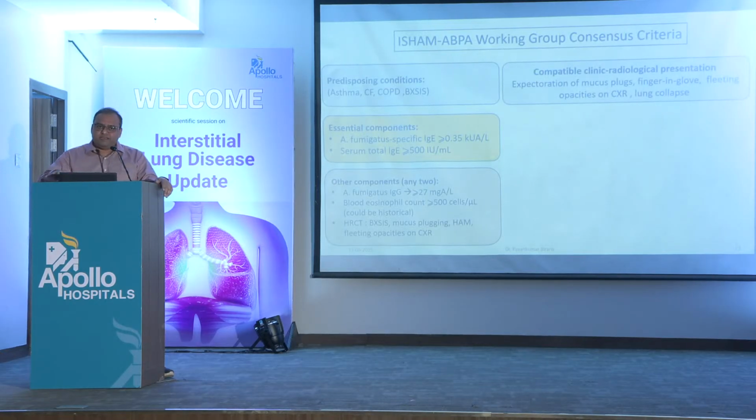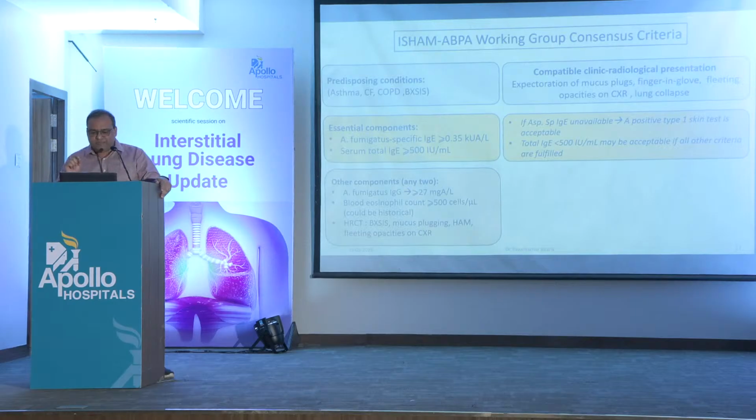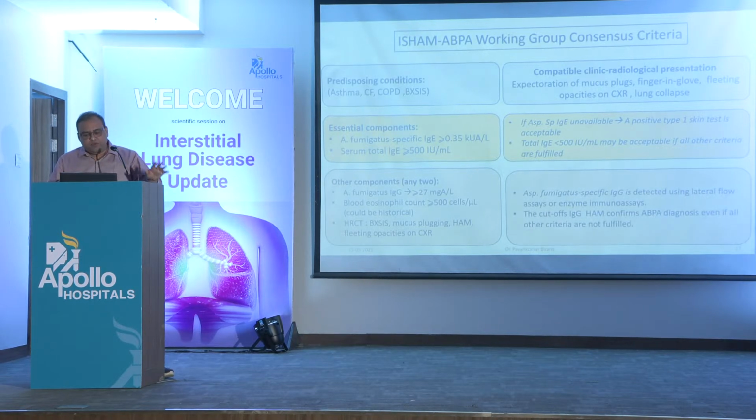Suppose the patient doesn't have a classic clinical symptom, but has radiologically mucus plugs, coughing out mucus plugs, or some blackish material, or there is unexplained collapse on the X-ray in an asthma patient, investigate it further. If you don't have Aspergillus specific IgE, then skin prick test is done. Otherwise, we don't do skin prick test. Even if total IgE level is less than 500, but your other criteria are satisfied, consider this patient as a diagnosis of ABPA. And most of the time we do an immunoassay or a lateral flow test.